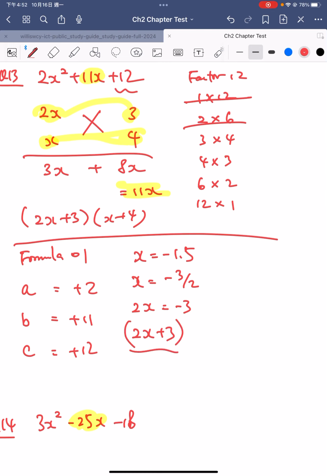And then press the EXE or the equal sign again. Then we have x is equal to negative 4. So we change from the right hand side to the left hand side. So change from the negative to positive. So we have x plus 4 as the second factor. So you can see that this x plus 4 times 2x plus 3 is actually the same answer as what we found by using the cross method.